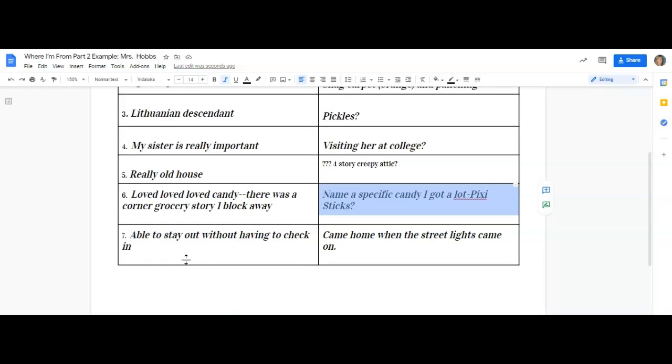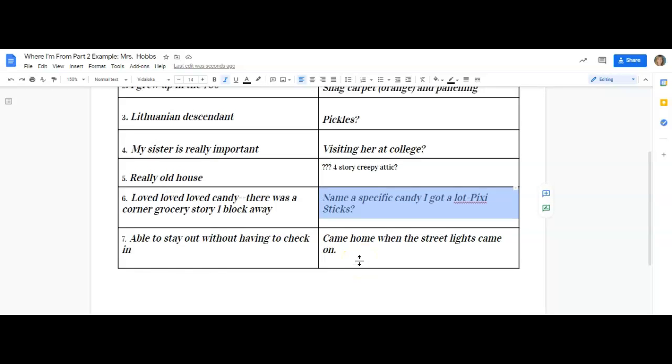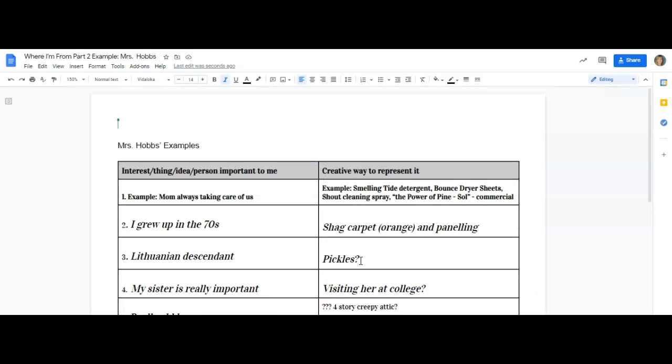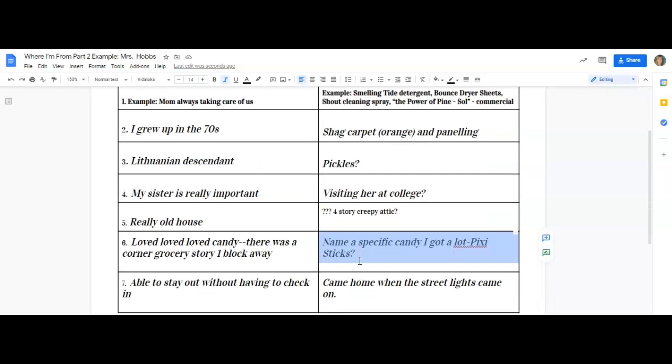And I was able to stay out without having to check in so much. It was a long time ago. As soon as the street lights came on, that was time for me to come home. And so when it was summertime, I wouldn't have to come home till like 9:30 or 10 o'clock. Those are all things that I think I might want to put in my poem. Not sure, they might not all make it. But I'm just trying to be really creative in the ways that I would want to represent these things that are super important to me.